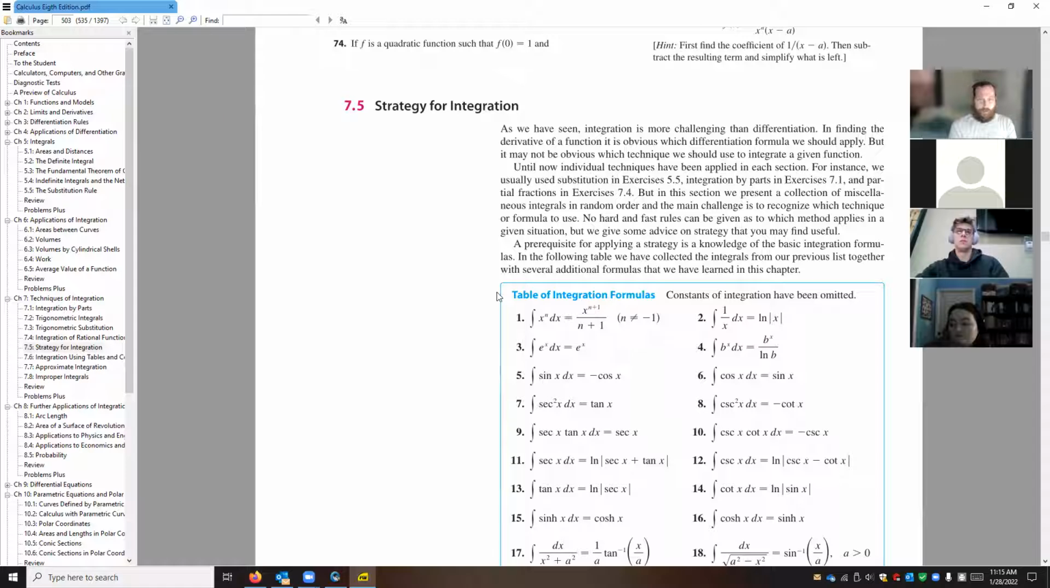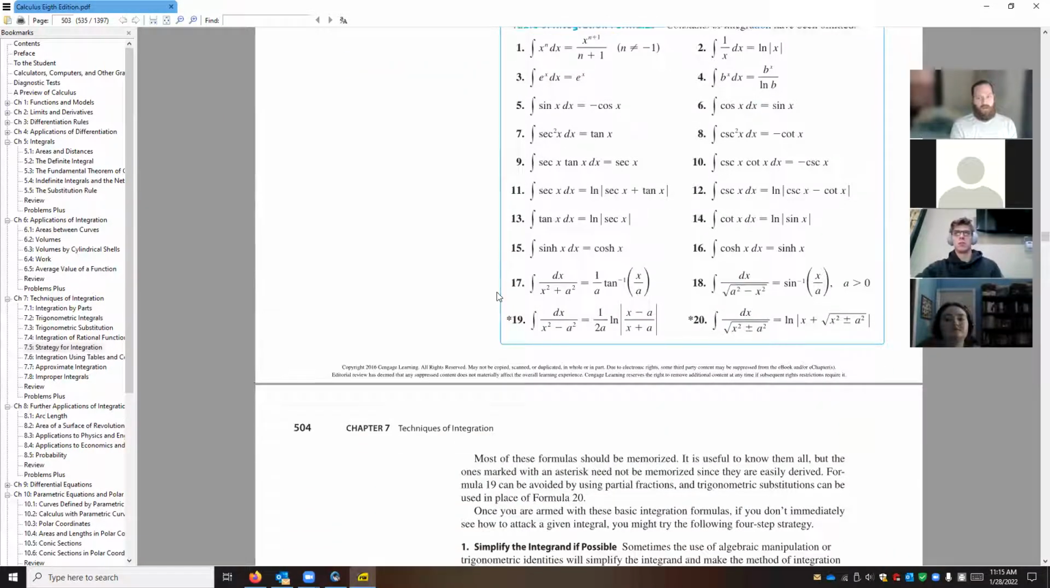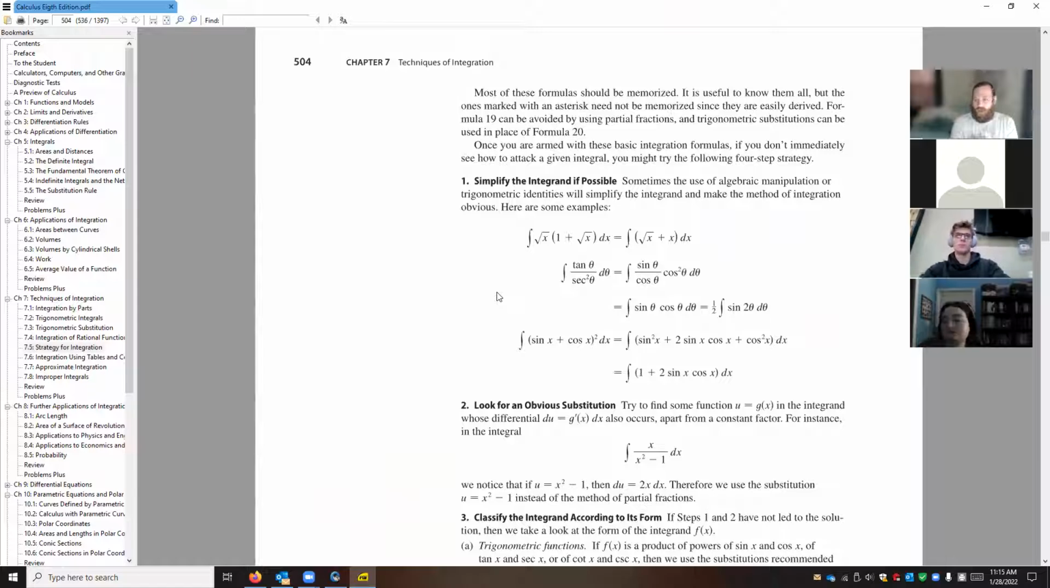There really is nothing new in 7.5, besides a little discussion on, if I give you an integral, how do you figure out which thing to try? Should you try integration by parts or trig sub? Should you try u sub, right? So this section 7.5 is sort of a review section where you combine all the methods from the previous 4 sections in chapter 7. And your study guide will come primarily from section 7.5.